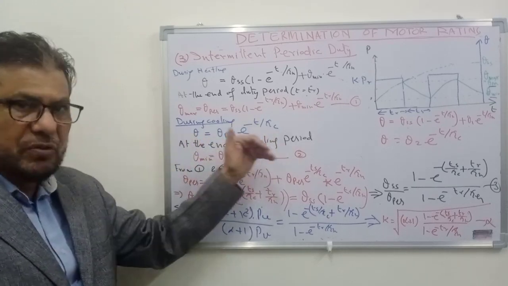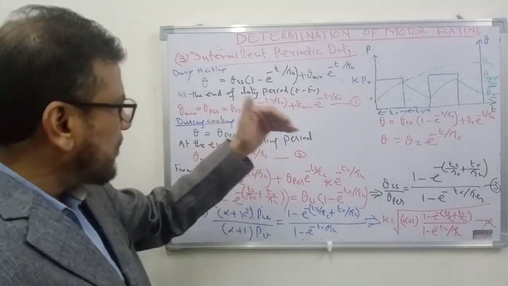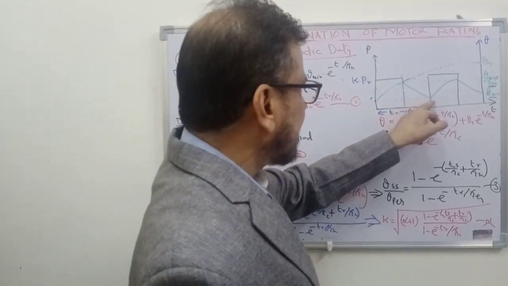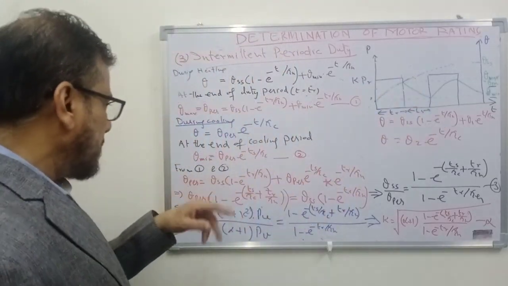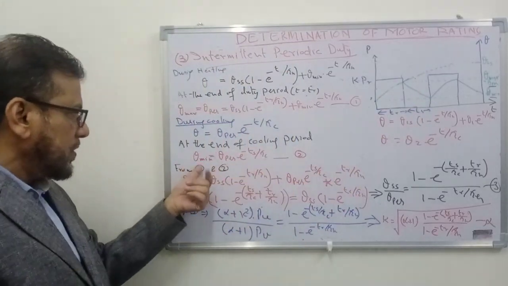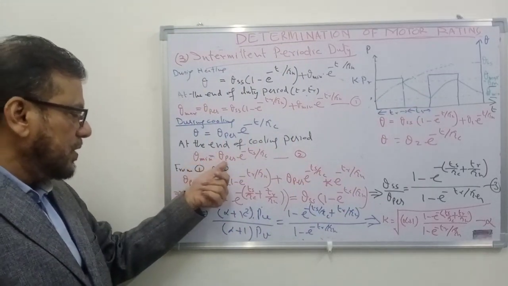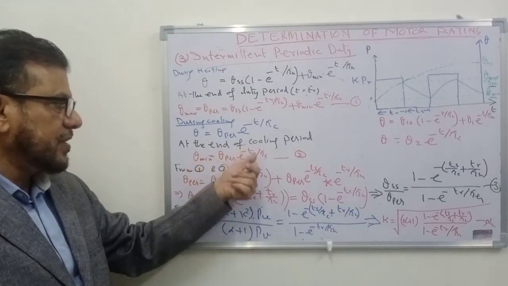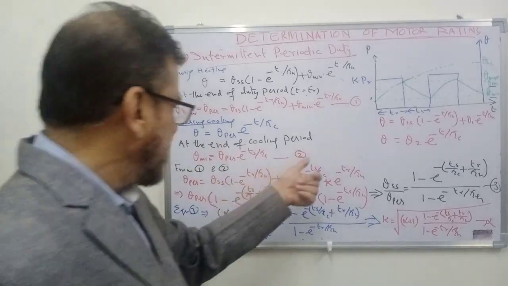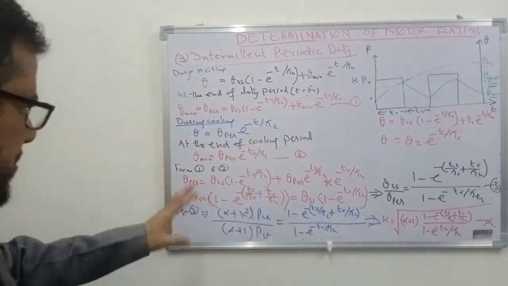So that is the equation during the cooling. At the end of the cooling period, that is at this time, T equal to Ts, you can write theta min is equal to theta permissible e to the power minus Ts upon tau s. Equation number 2.